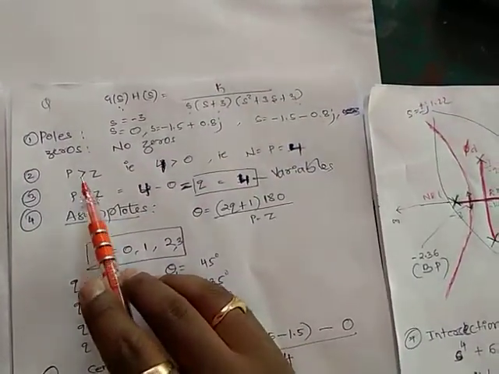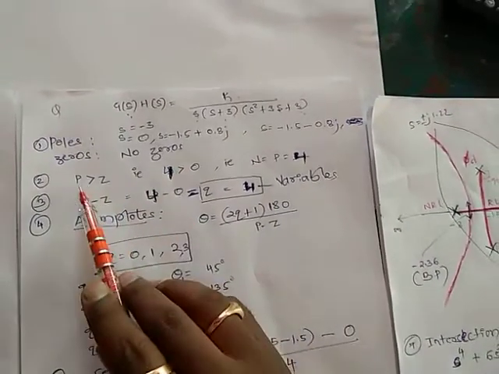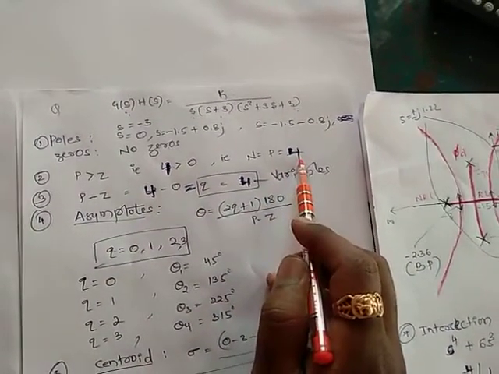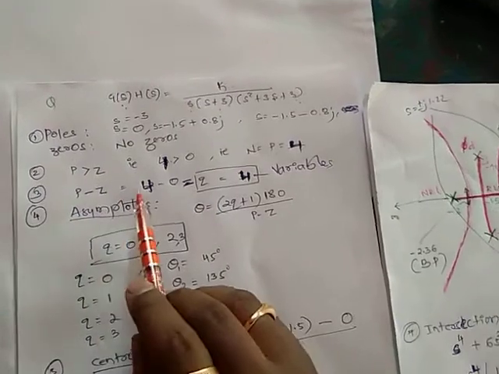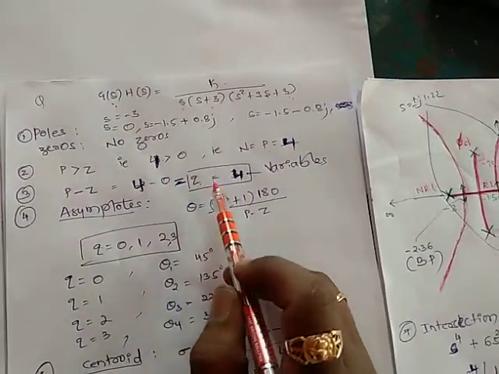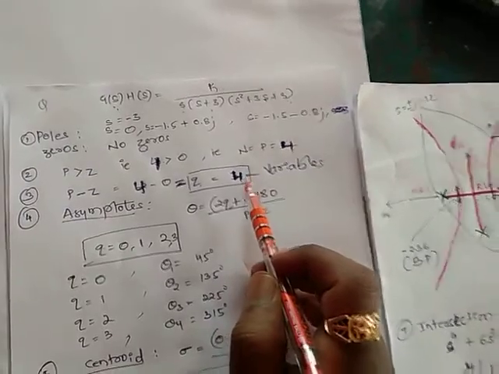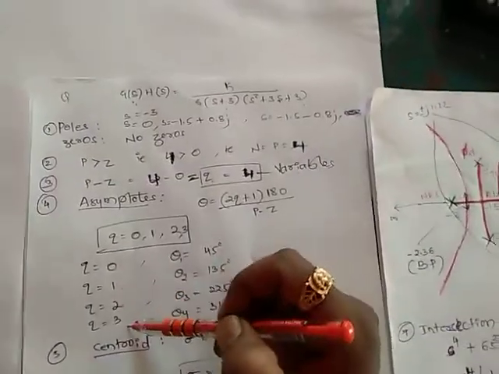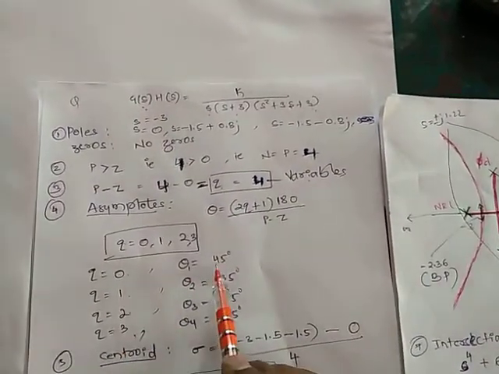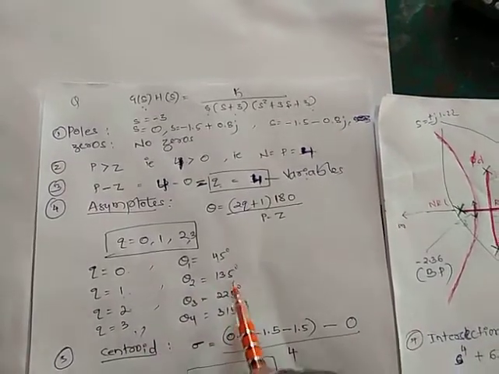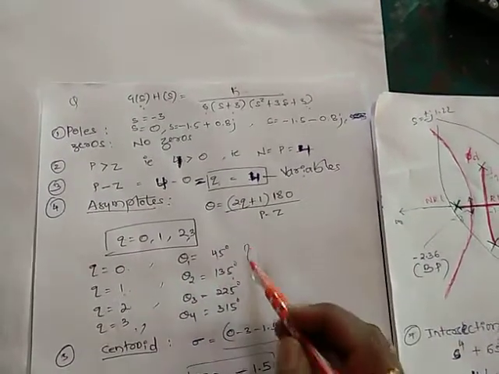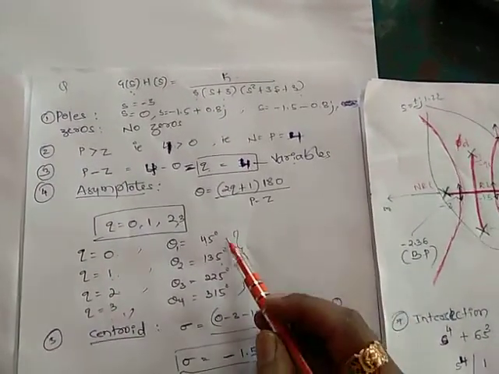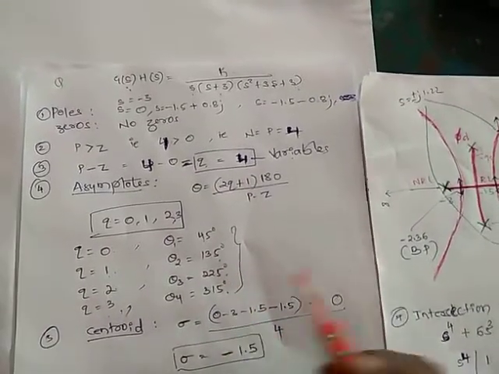Then the second step: whether P is greater than Z or Z is greater than P. Yes, we have 4 poles, which is greater than 0 zeros, so n is equal to P, which is 4, right? The third step is P minus Z, 4 minus 0, which is equal to q. So q equals 4 means there will be 4 values, q equals 0, 1, 2, 3. For each q we find the value of theta, and you will get 45, 135, 225 and 315.